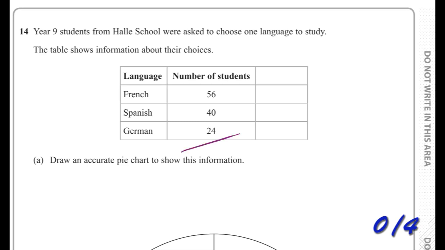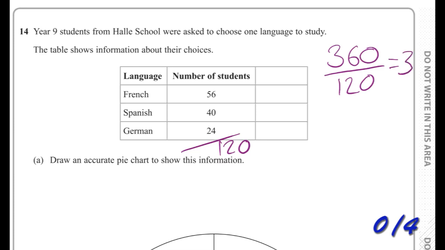First, we need to find out how many students there were in total. Adding 56, 40, and 24, we're going to get 120 students. Now to be able to draw a pie chart, having 360 degrees in total, we need to know how many degrees each student is worth. If the total number of students is 120, and there are 360 degrees in a circle, what I need to know is how many degrees each student gets. 360 divided by 120, we can see that 3 twenties make 60, so 3 times 120 makes 360. So each student is worth 3 degrees.